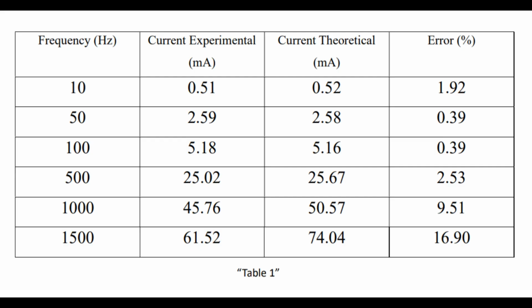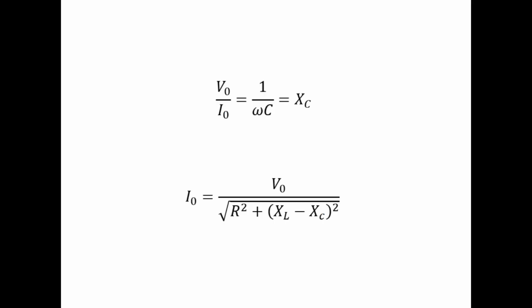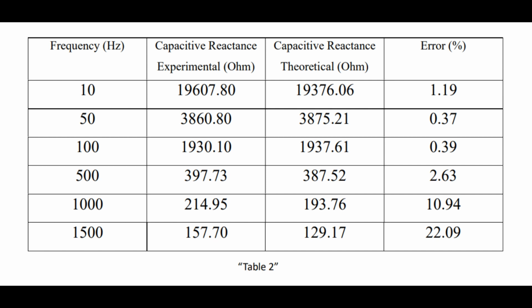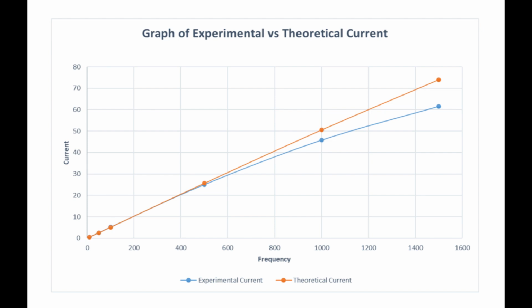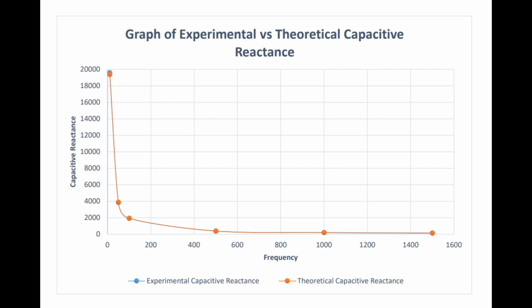By repeating this experiment for different frequencies, I first measured the current and listed them in table 1, as you can see. Then by using these formulas, I got table 2 for the capacitive reactance, both experimental and theoretical, and at the end I calculated my errors for both the capacitive reactance and the current. By using the values in table 1 and table 2, I obtained two graphs. First of them, as you can see, is the graph of experimental versus theoretical current. And the second of them is the graph of experimental versus theoretical capacitive reactance.